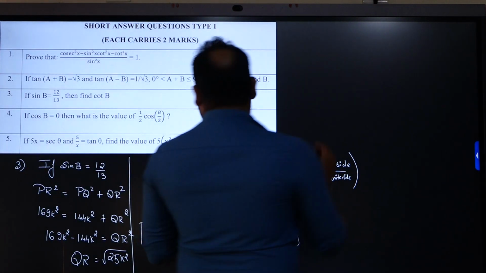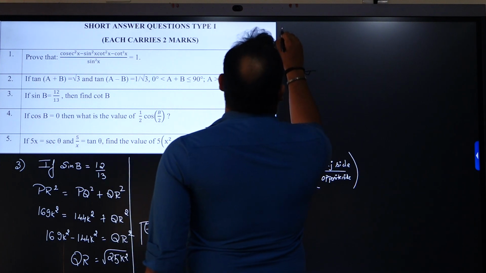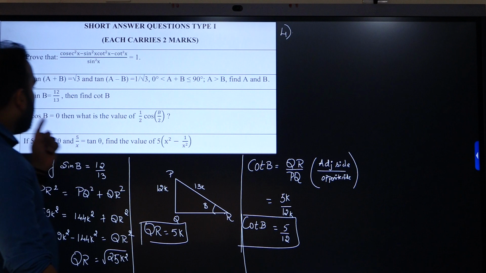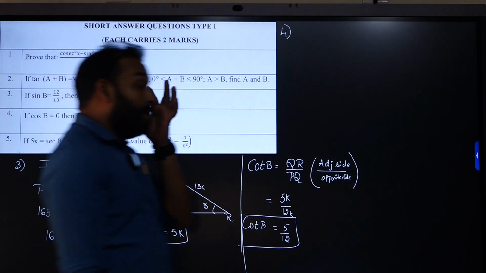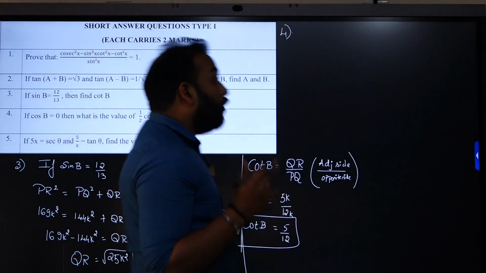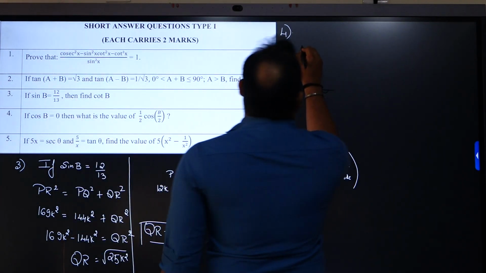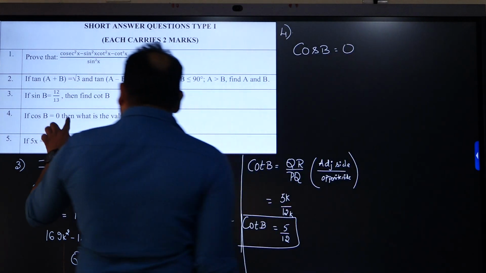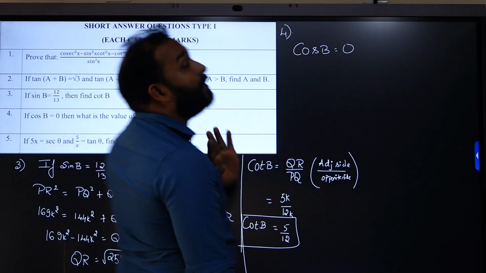Yes, children. Let's go for question number 4. Many students in my offline and online classes usually have a lot of doubt in these kinds of questions. So sir, cos B is given, they are asking about cos of B by 2. How do we do that? Now look at this carefully, children. First question I am asking you, when you look at this question, they have given cos B, then what is the value of half cos of B by 2 they are asking?